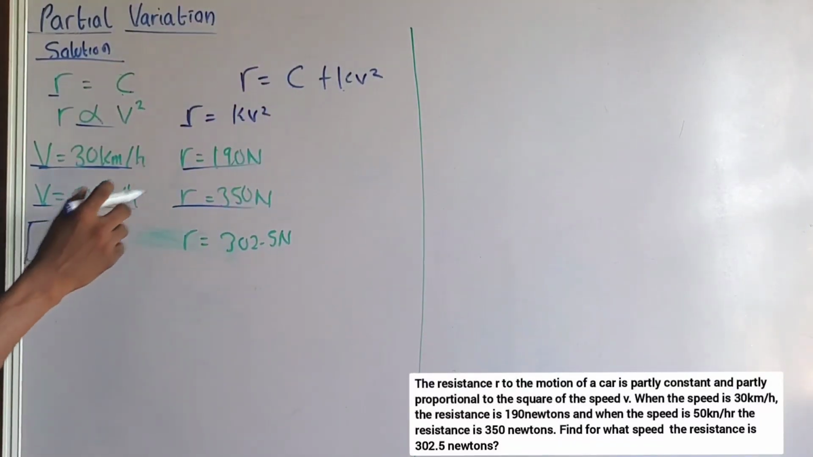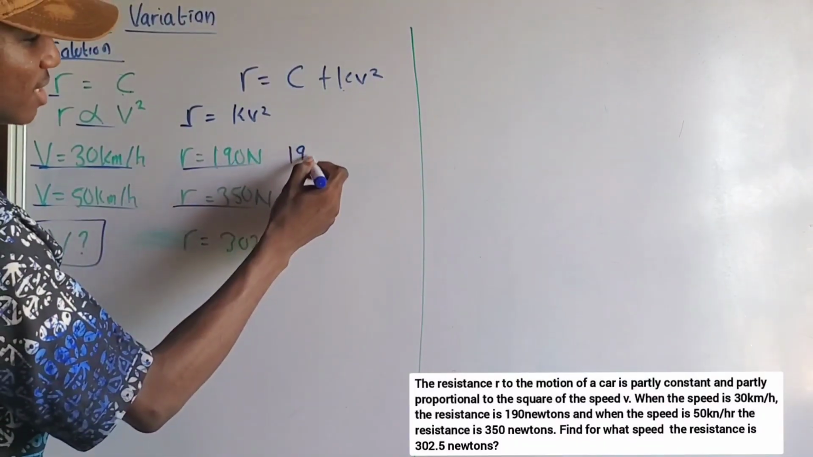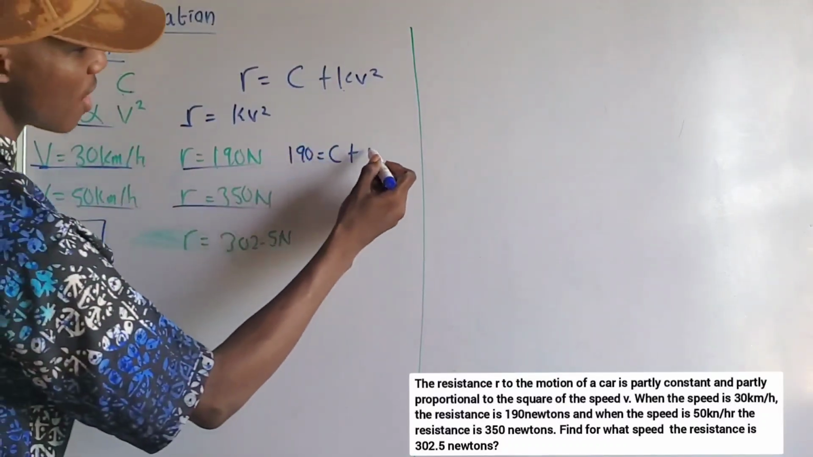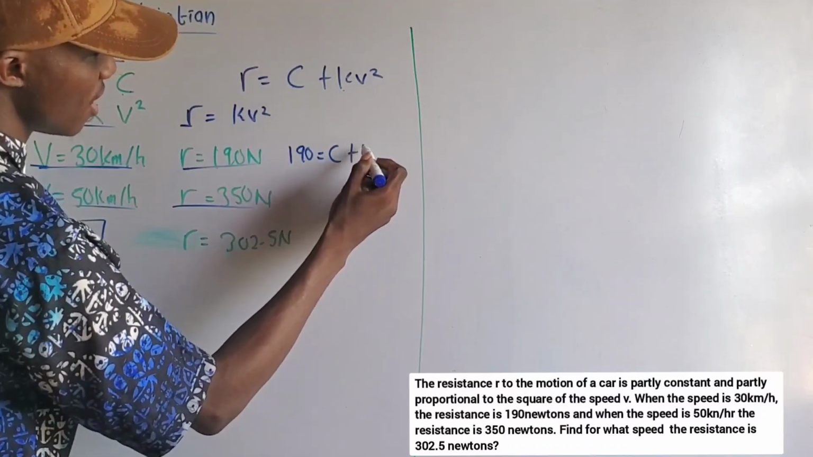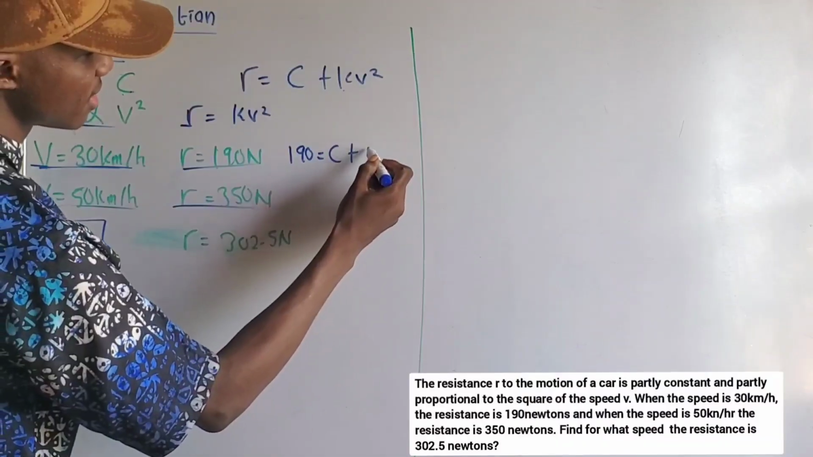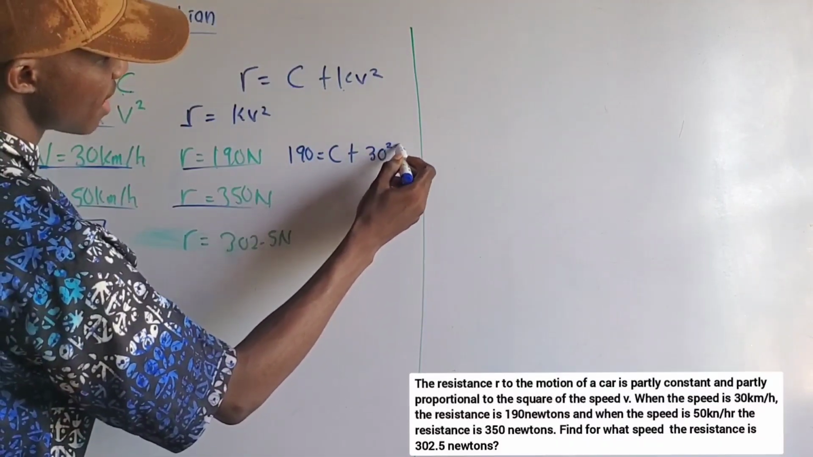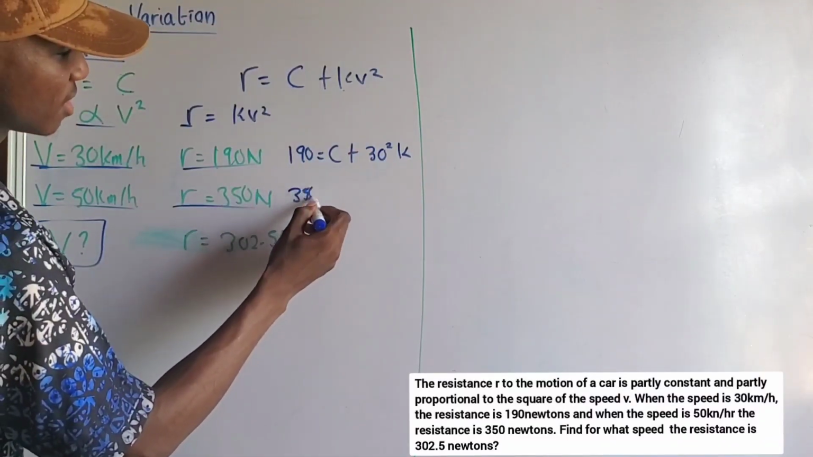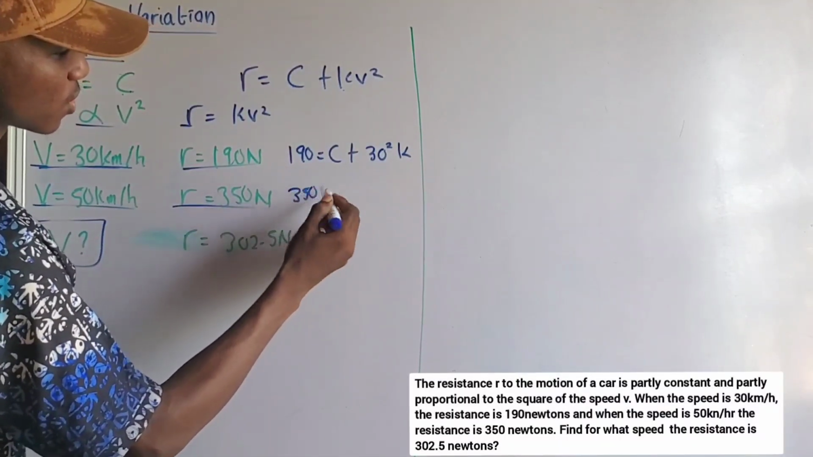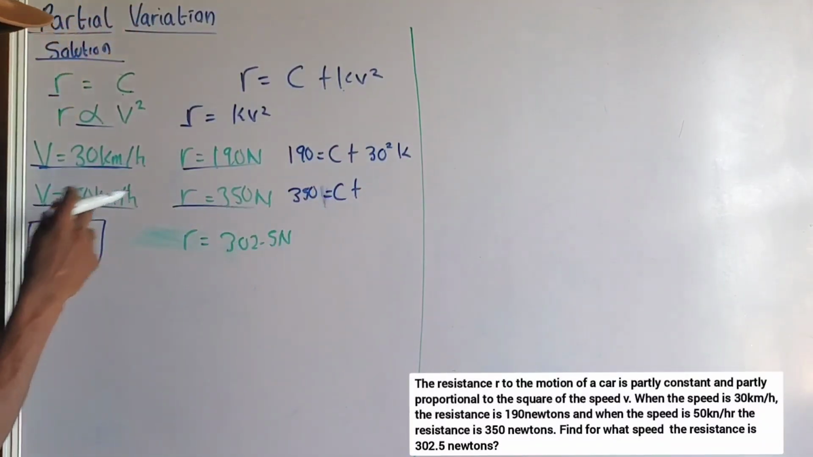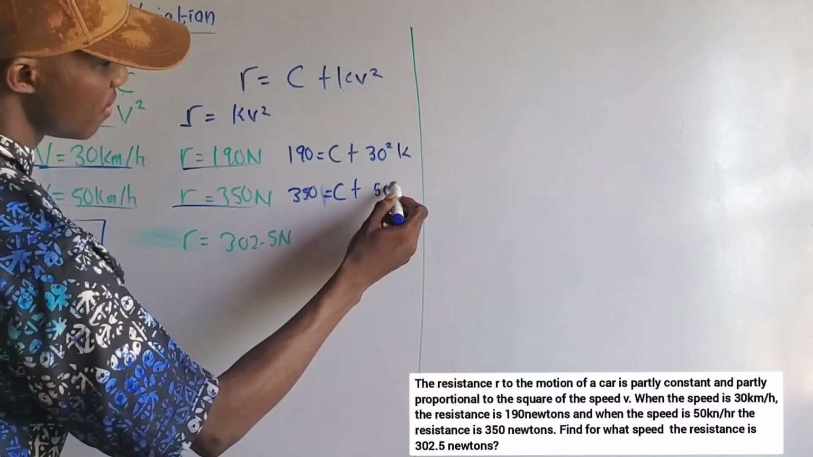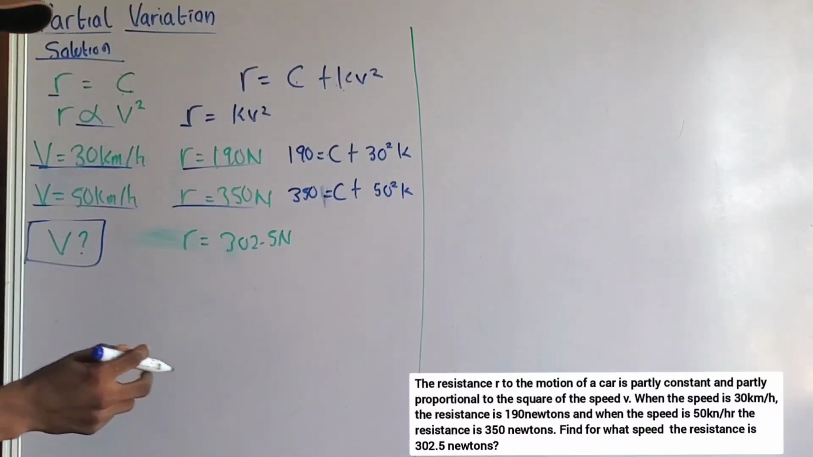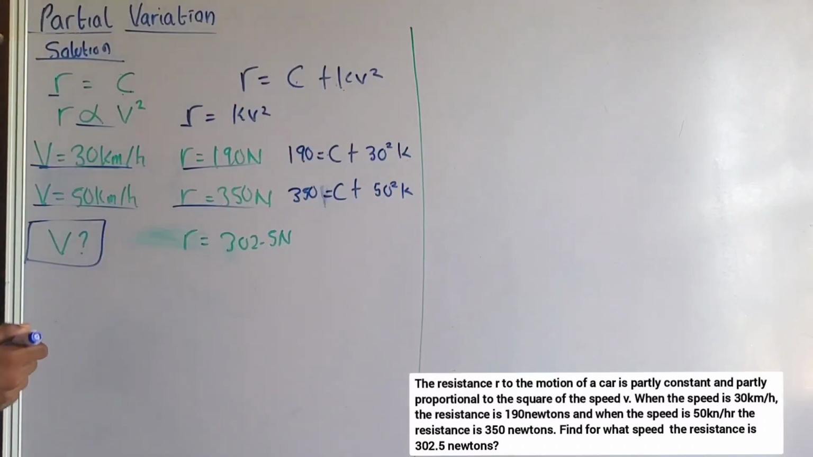So now, how is 190 here? I'm going to have 190 equals to C plus, now V is 30, so I'm going to have C plus 30 squared multiplied by K. And for this, R is 350, so I'm going to have 350 equals to C plus now 50 squared K. You see this K is here and this C is here. The goal here now is to determine the value of C and K.